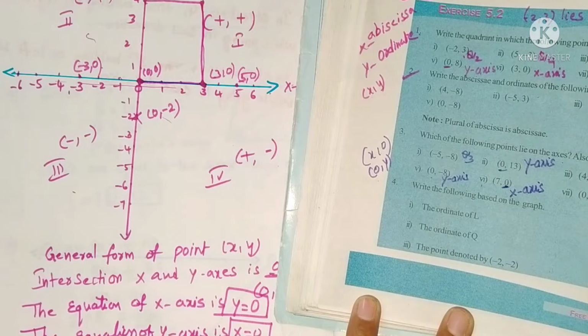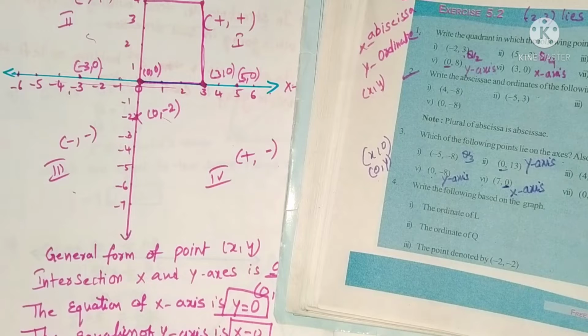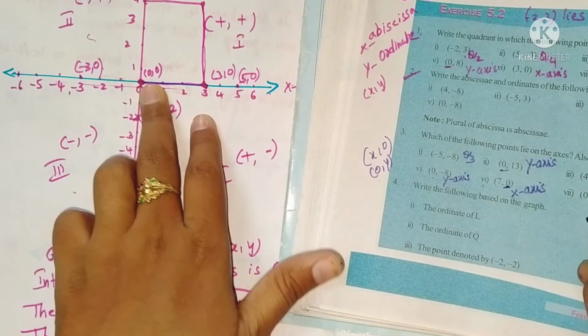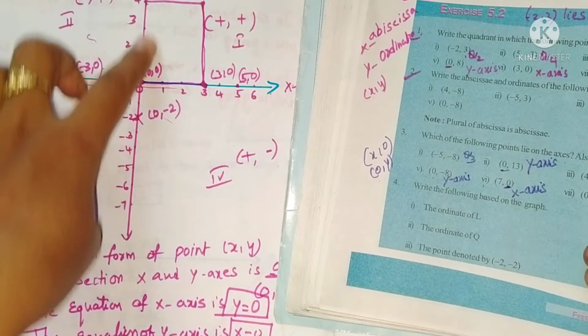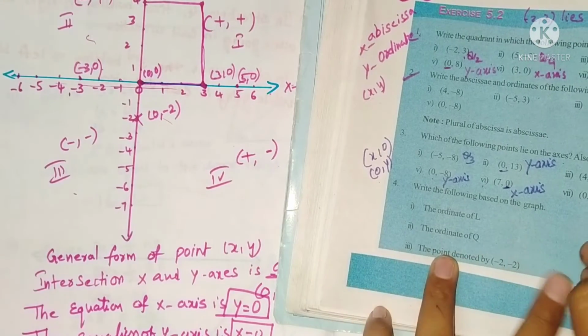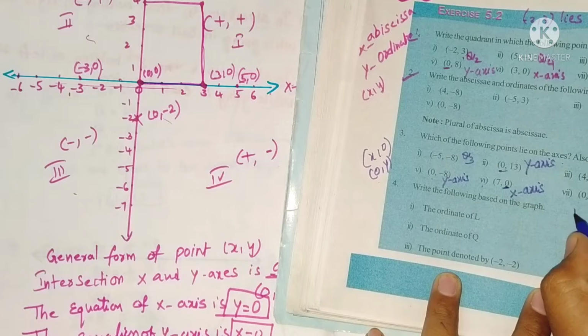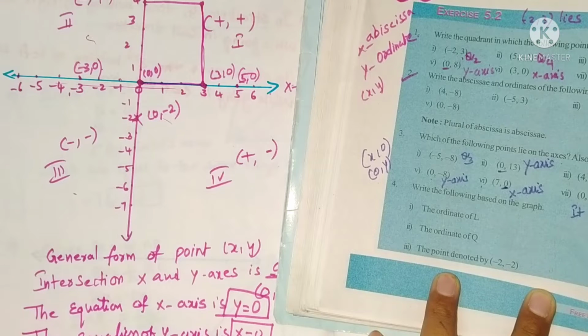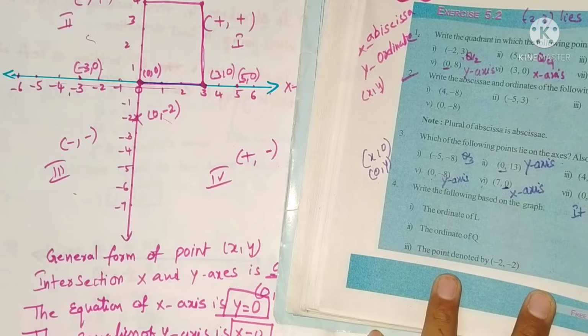And see, 7 comma 0, y is 0, so it lies on the x-axis. 0 comma 0, where does it lie? It lies on the x and y-axis. Right? 0 comma 0 lies on the x-axis and 0 comma 0 lies on the y-axis. So this point lies on the x and y axes. Axes is the plural form of axis.